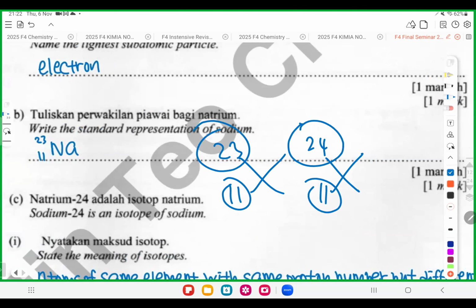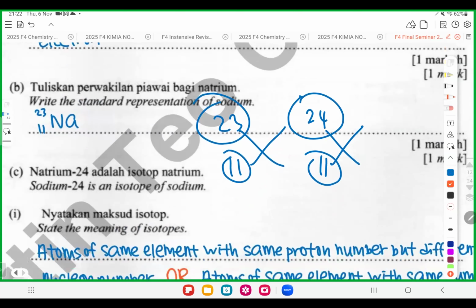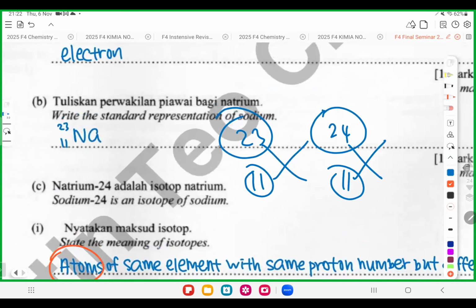Okay, what is the mistake for many students? They didn't write the word atom. They didn't write the words same element. If you didn't write these 2 words, no mark. If you only write isotope has same proton number but different nucleon number, congratulations, no mark. So many students didn't get the mark because they didn't say atom. They didn't tell the examiner that isotopes are atoms. They are not molecules, they are not ions. Isotopes belong to the same family. They are the same element. That's it.